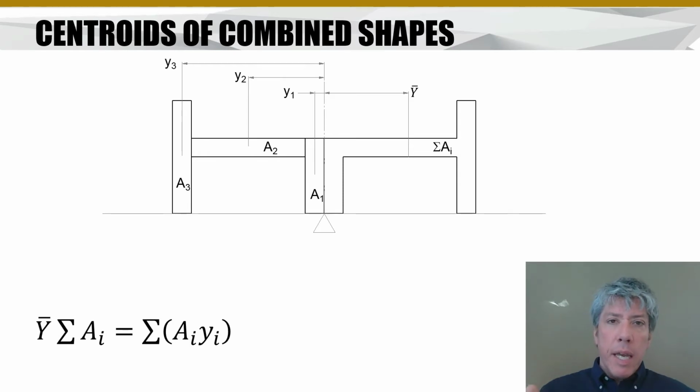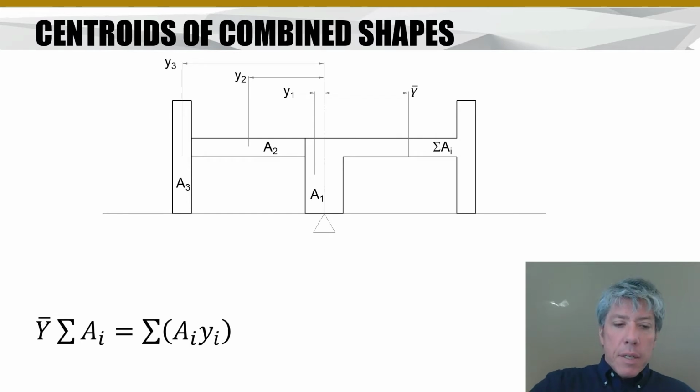That has to be equal to the moment of the individual areas that make up that shape, where we know the location of the centroid of each area times each individual area. So AiYi just means, for example, A1Y1 plus A2Y2 plus A3Y3. That's why we have that summation there. And we're just saying these 2 balance.